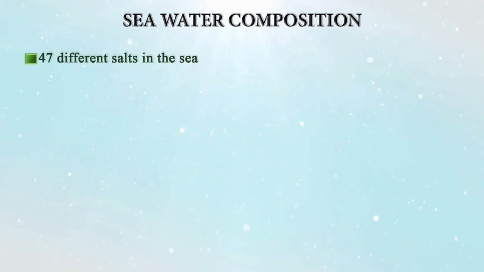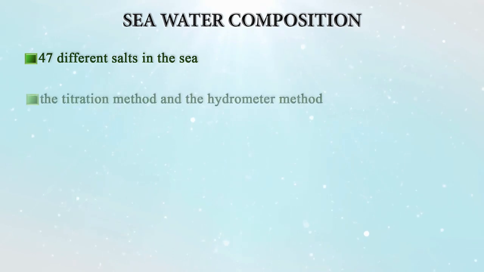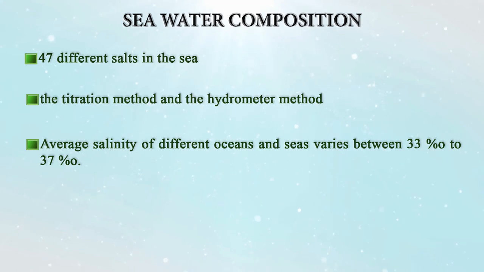So it is very significant while studying different processes in the oceans. This property should be studied in detail. Now, through various expeditions by different famous oceanographers, they have found that 47 different salts are present in the sea water, and the most common methods of extraction of salt are the titration method and the hydrometer method. Average salinity of different oceans and seas varies between 33 per thousand to 37 per thousand.